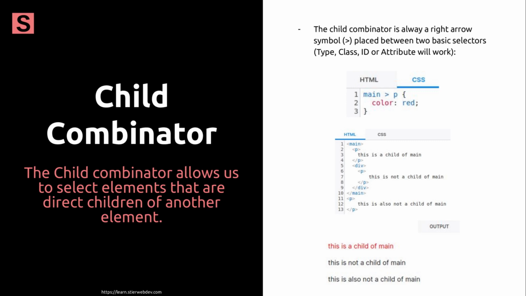The right arrow character is called the child combinator, and I think it's the easiest to understand, so that's why we're starting with it. The child combinator will allow us to select elements that are direct children of another element. Switch over to Replit, and let's try it out.